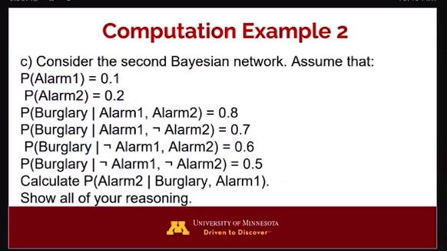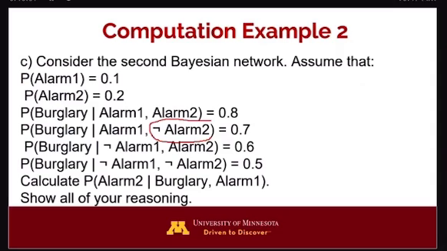Consider the second Bayesian network, assuming the probability of alarm 1 is 0.1, probability of alarm 2 is 0.2, probability of burglary given alarm 1, alarm 2 is 0.8, probability of burglary given alarm 1. Now, this sign here, I'm referring to alarm 2 complement. Does that make sense? And they give you all of that.